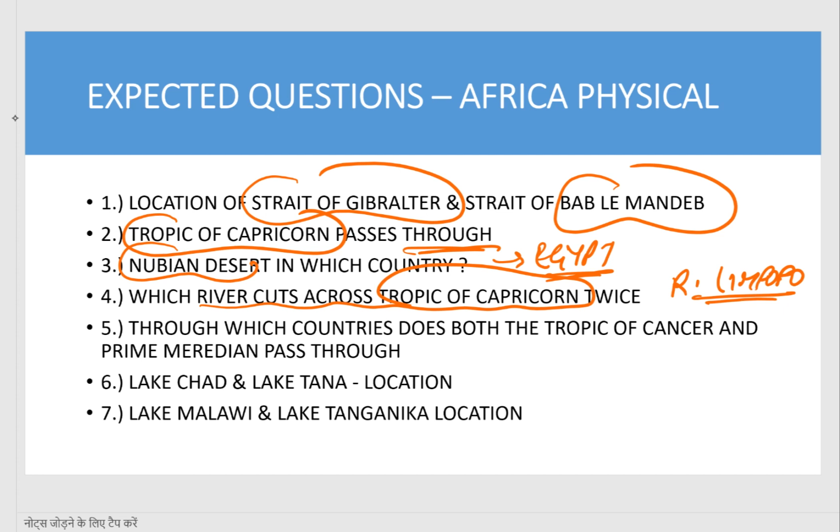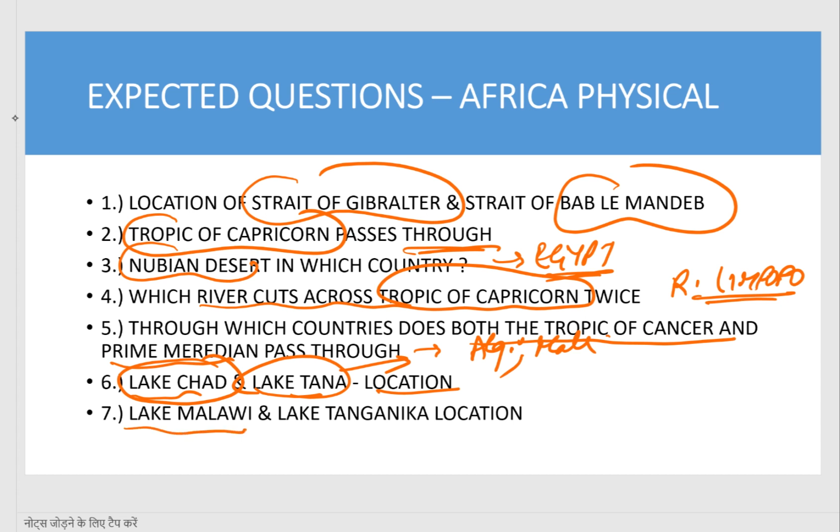Next, through which countries does both the Tropic of Cancer and Prime Meridian pass? I told it's Algeria and Mali. Two countries through which both these famous latitudes and longitudes pass. And next, Lake Chad and Lake Tana location. Lake Tana is located in Ethiopian Highlands. Lake Chad is located just south of Sahara Basin. And lastly, Lake Malawi and Lake Tanganyika, the countries having a coastline.